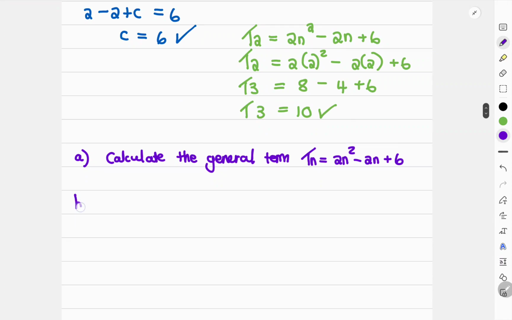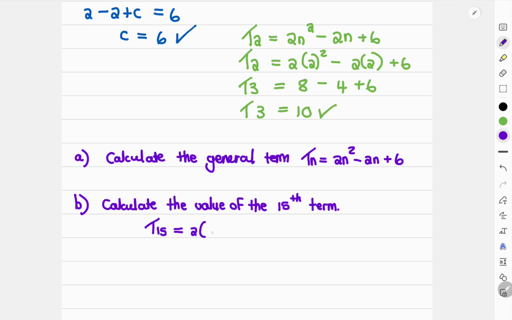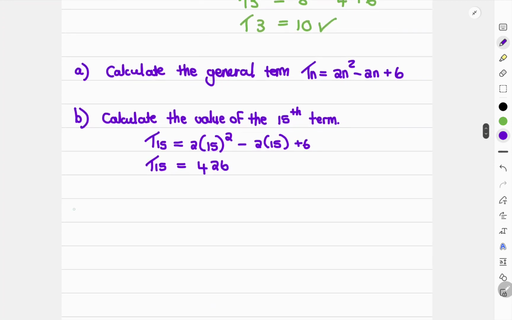And now they can ask you a question like this. They can say calculate the value of the 15th term, and that is very, very easy. We're just going to replace everywhere where we see an n with a 15. And then term 15 will give you 426.